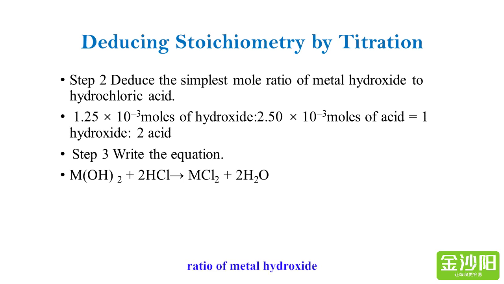Deduce the simplest mole ratio of metal hydroxide to hydrochloric acid, and then write the equation. Therefore, the calculation suggests that 1 mole of hydroxide ions neutralizes 1 mole of hydrogen ions. As 1 mole of the metal hydroxide neutralizes 2 moles of hydrochloric acid, the metal hydroxide must contain 2 hydroxide ions in each formula unit.